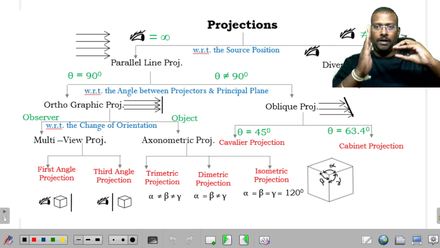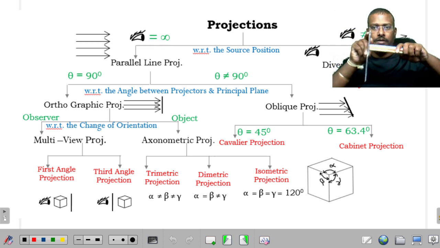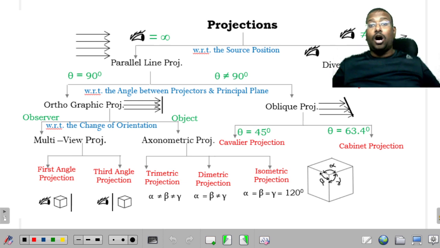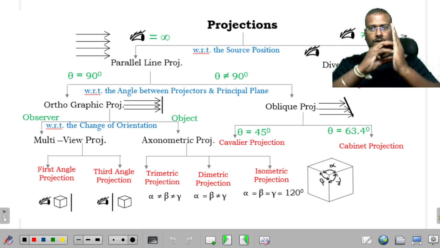If the principal plane is perpendicular to the projectors, if all these rays are perpendicular to this principal plane, then it is called orthographic projection. What is the condition? If the rays are perpendicular to the principal plane, then it is called orthographic projection.